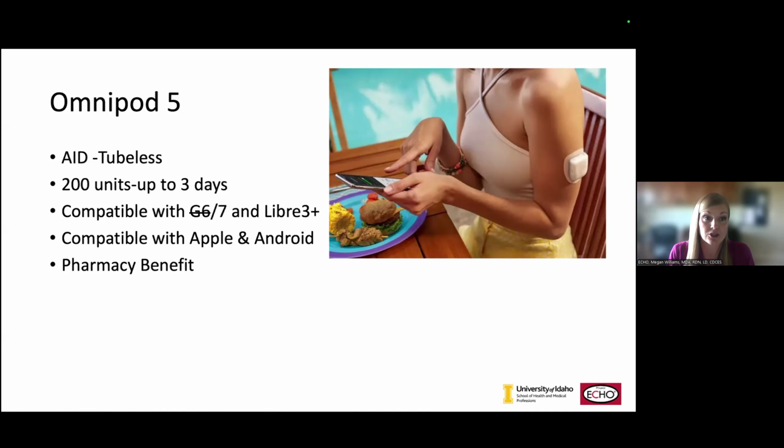Personally, I've seen a patient change from a Tandem to an Omnipod. I've seen a patient change from an Omnipod to a Tandem or whatever it may be. And it's just finding what works for that patient.